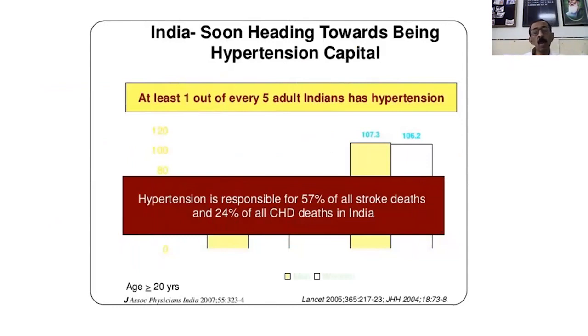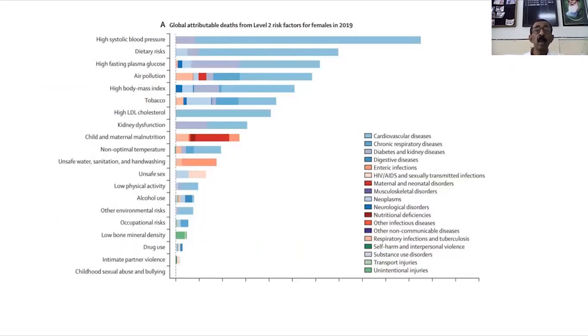And just look at this slide, it tells you the importance of hypertension. At least 1 out of every 5 adult Indians suffers from hypertension. And it is responsible for around 55 to 60% of stroke deaths and around 25% of coronary heart disease, if we consider our country.